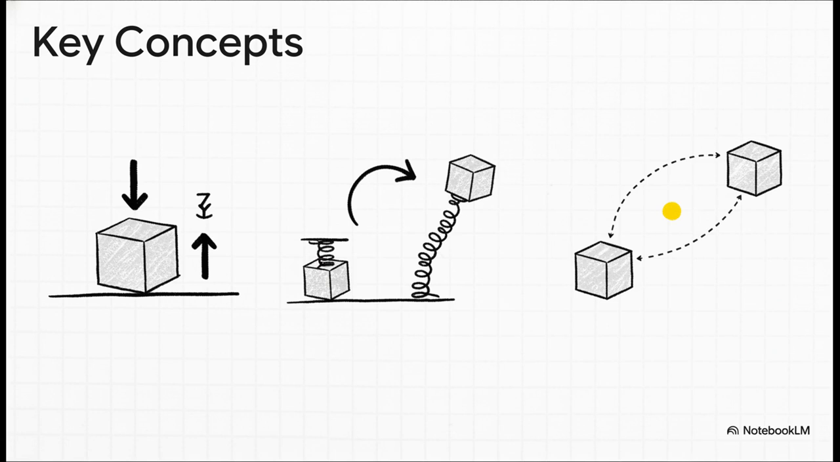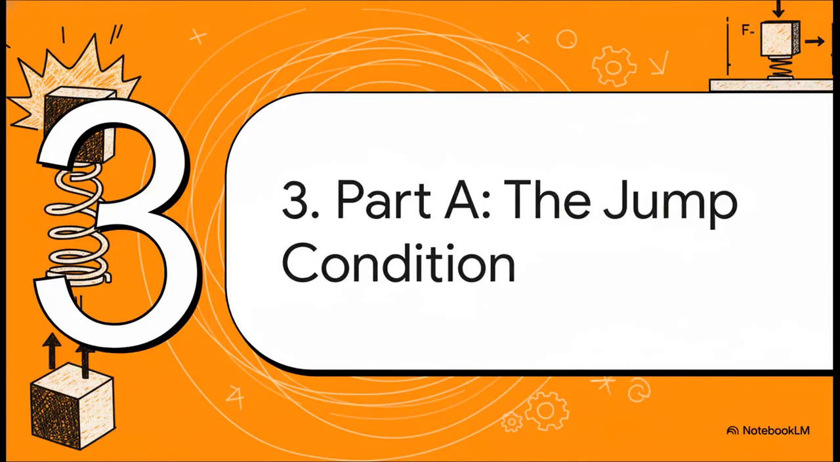We'll use force analysis for that liftoff moment, we'll use energy conservation to see where the energy goes, and we'll use the center of mass to describe the whole system once it's flying. Okay, let's dive into part A. The goal here is simple. Find the bare minimum spring compression, that delta L, that's going to make the bottom cube actually jump.